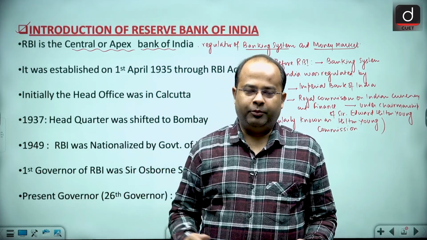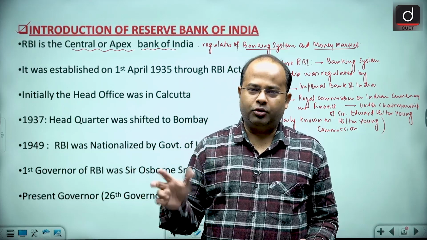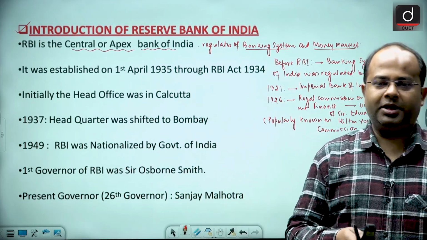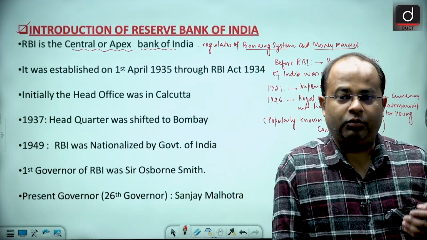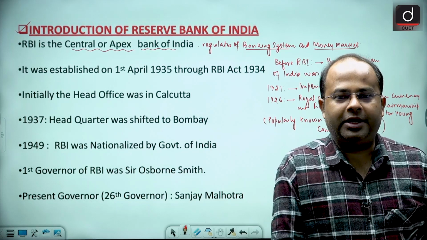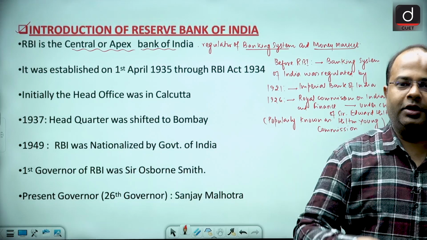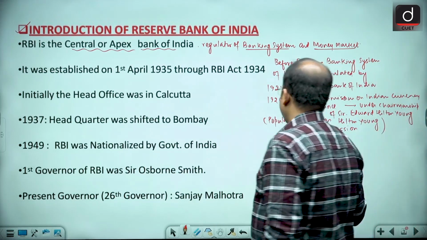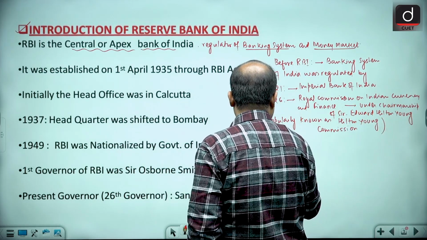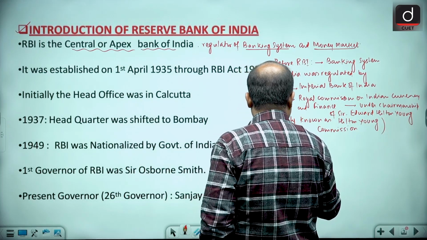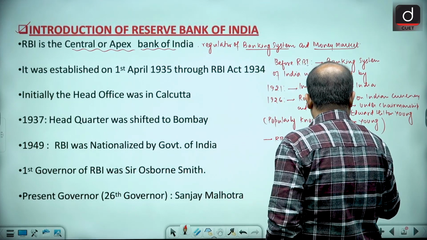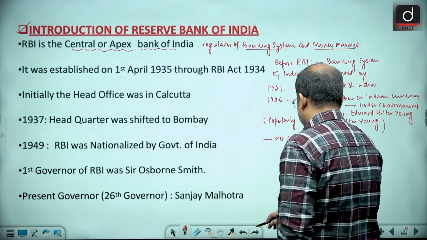Once the report was laid, first of all, the report was rejected. After a few years, it was submitted again, and with a few modifications the report was passed. After the passing of the report of the Hilton Young Commission, an act came that was called the RBI Act 1934.